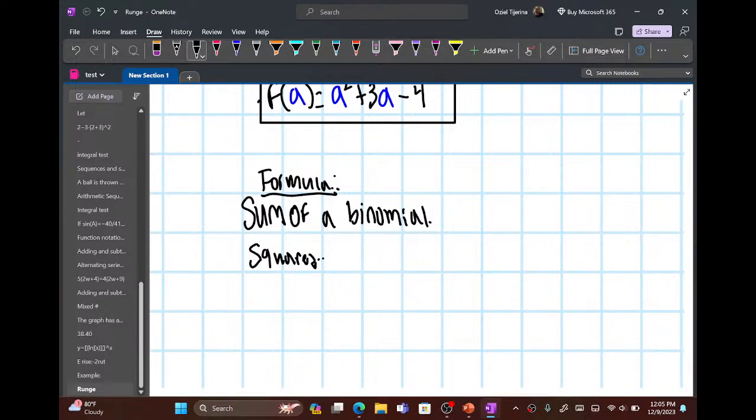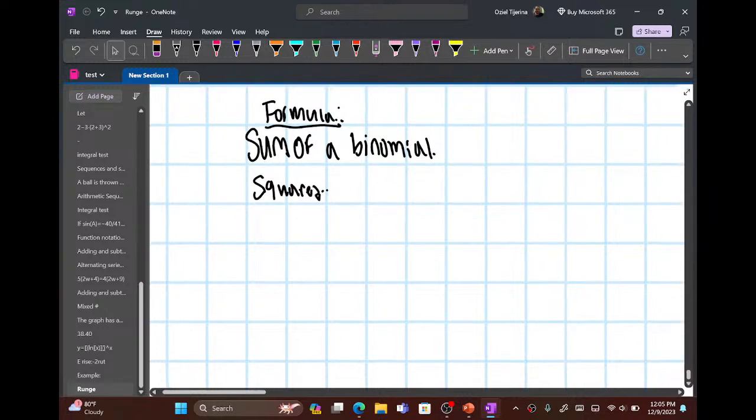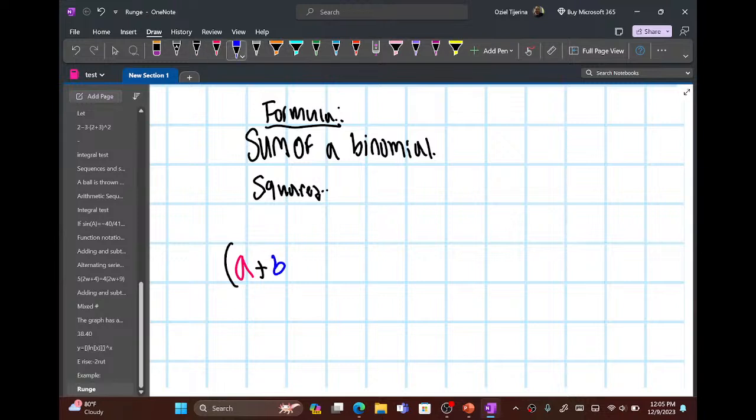We also can use the FOIL method, and I'm going to briefly explain that. So the quantity a plus b, quantity squared, is really going to be a squared plus 2ab plus b squared. And if you wonder how I got that, I'm going to do it by the FOIL method.